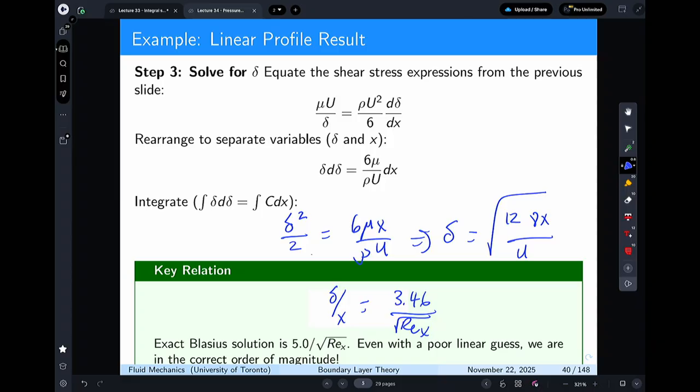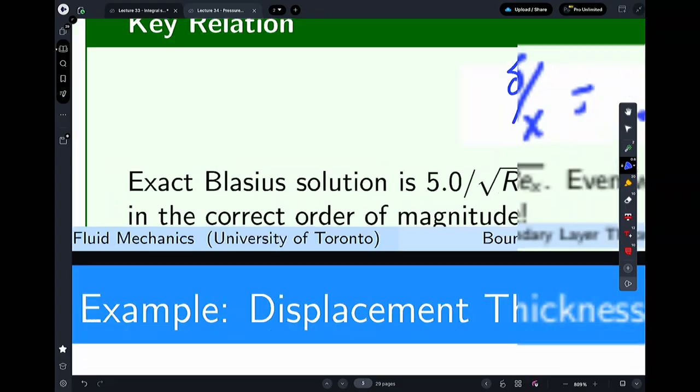And again, remember, we have the Blasius solution for a small set of conditions, but this is not bad for what it is, and it's not a lot of work in terms of figuring it out. Any questions on this one? Okay.